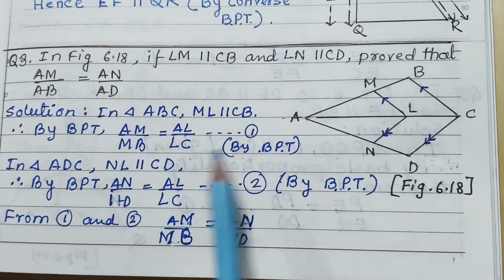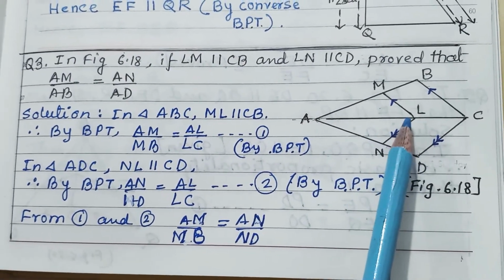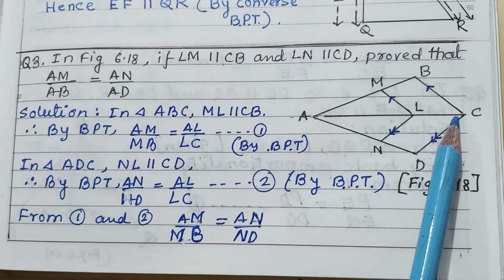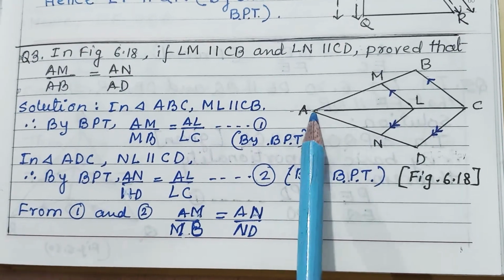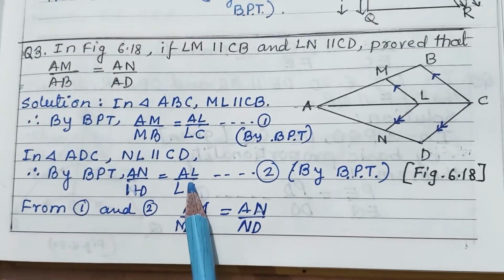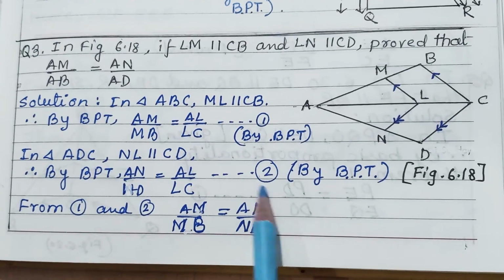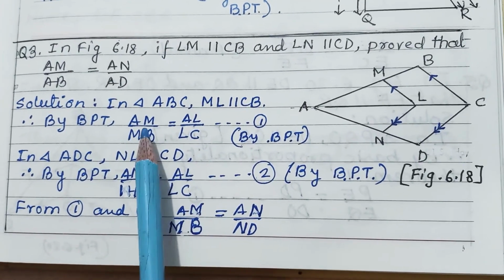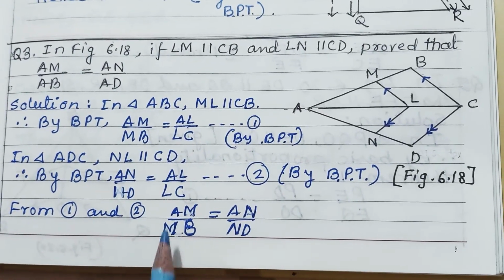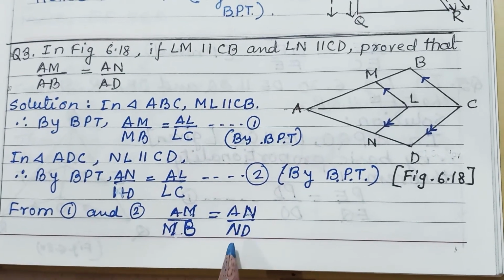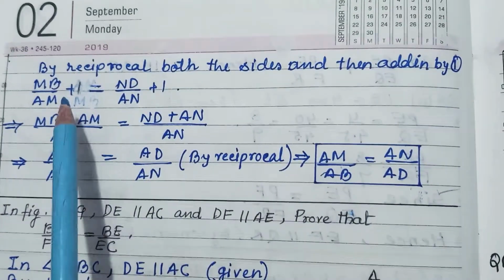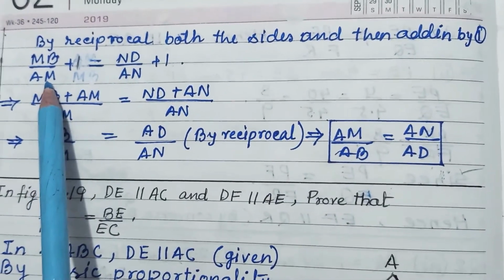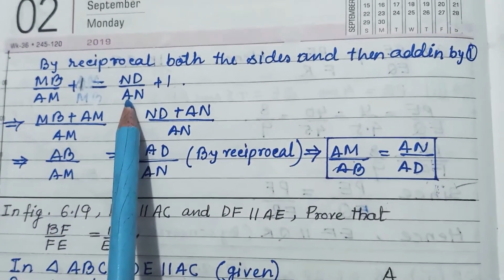This is the first relation. The second relation: NL is parallel to CD. Therefore we can write AN upon ND is equal to AL upon LC. It is the second relation. If you compare these two relations, the right hand side is the same. Therefore we can write AM upon MB is equal to AN upon ND. Now take the reciprocal of this part. It is MB upon AM is equal to ND upon AN.